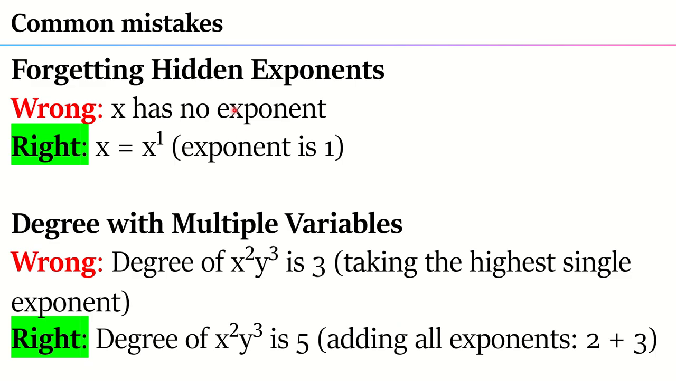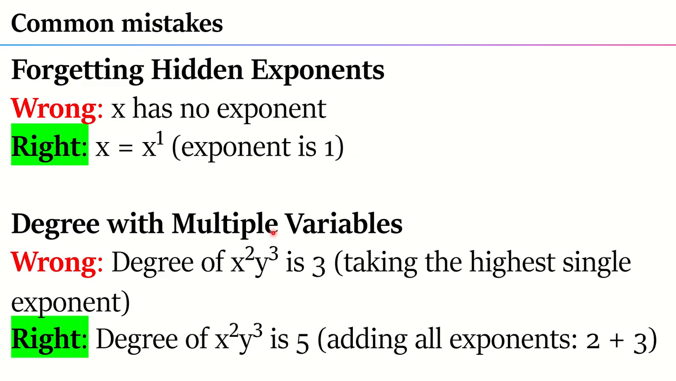And there are hidden exponents. While this is not wrong, a wrong understanding can lead to a wrong answer. See, you may feel that x has no exponent, whereas x is equal to x power 1. Here the exponent is 1.